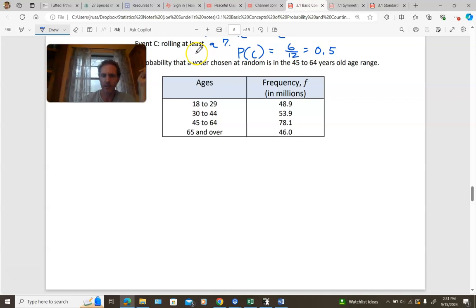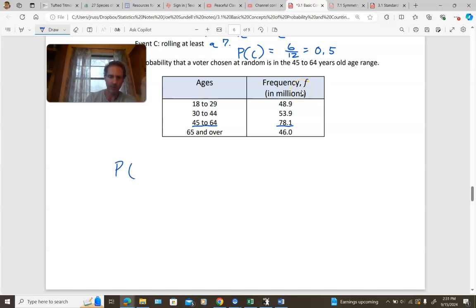Find the probability that a voter chosen at random is in the 45 to 65-year-old range. So we have to refer to this table right here, guys. Now what we would be doing here is taking the empirical approach. So what you're going to do is look and see how many actual millions of people are within this age group. Well, if you look over here, 45 to 64, there are 78.1 million.